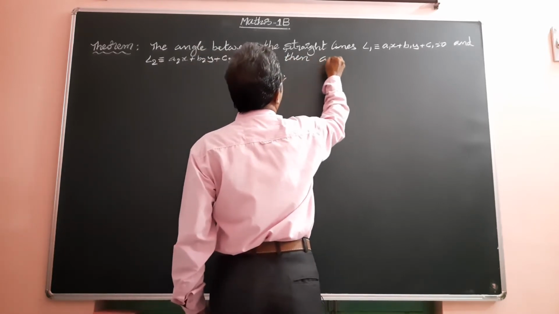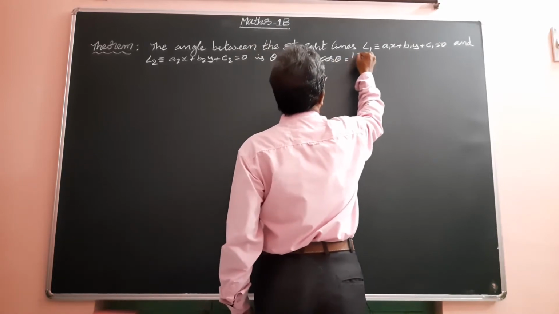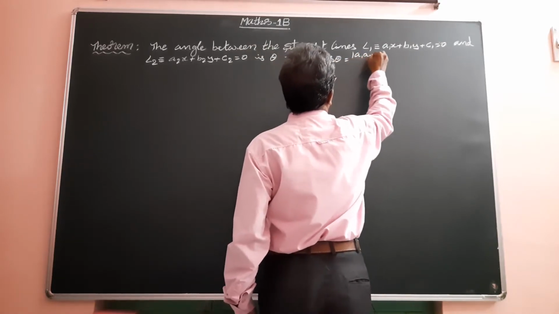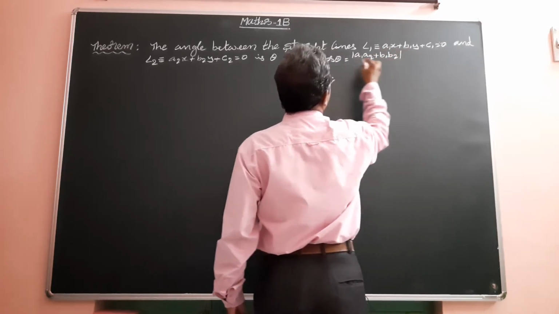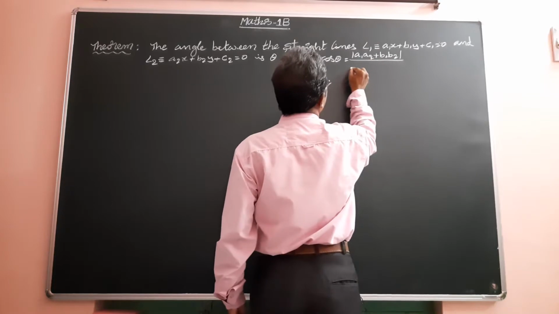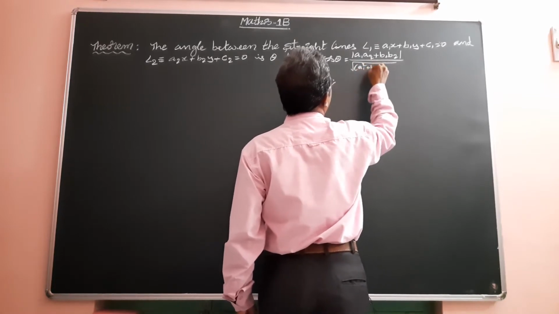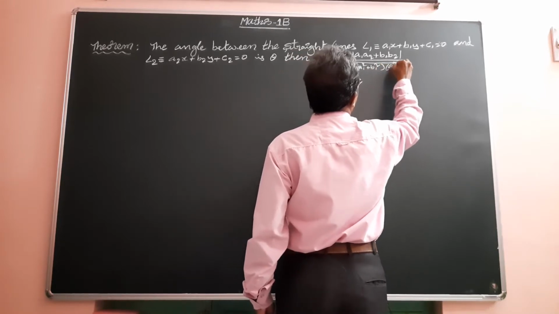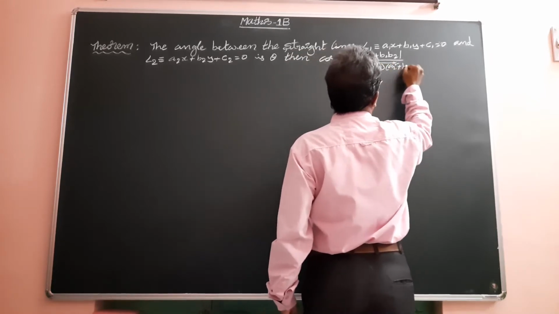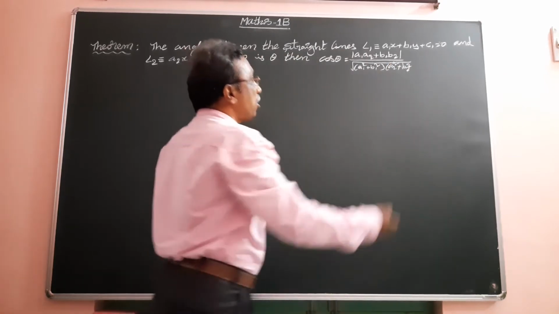cos theta equal to modulus of A1 A2 plus B1 B2 by root of A1 square plus B1 square into A2 square plus B2 square. This is the theorem statement.